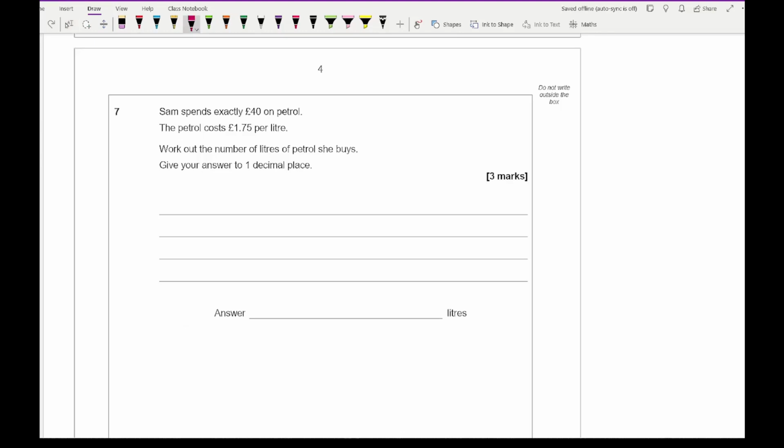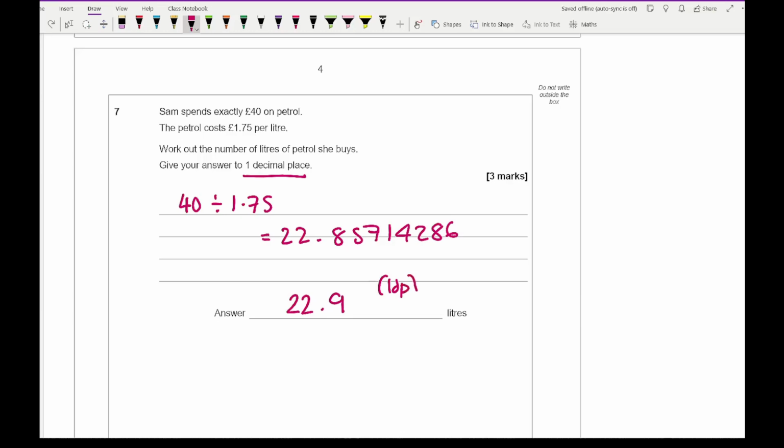So here what we need to do is we need to do £40 and we need to divide that by 1.75. So all I need to do is just simply type that into my calculator, and if I do that I get an answer of 22.85714286. I want to round this number up to 1 decimal place, so that's going to be 22.9, and that's to 1 decimal place.